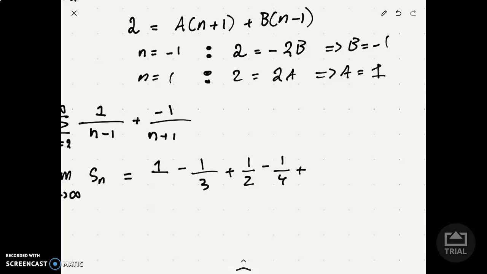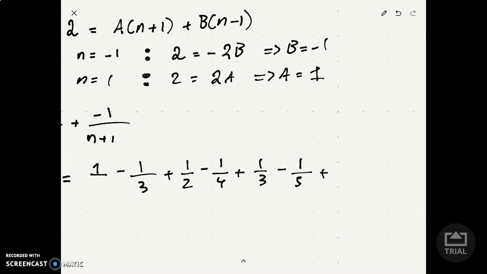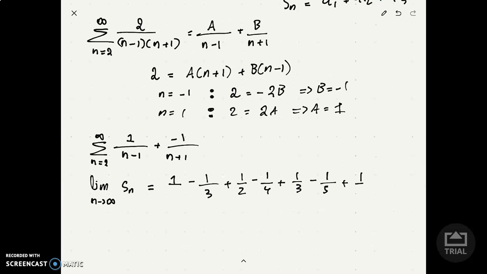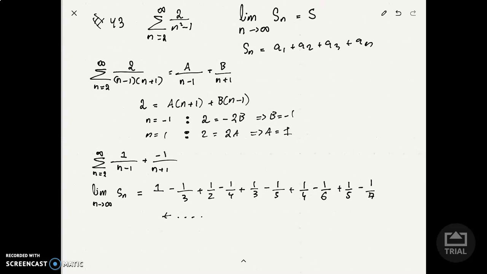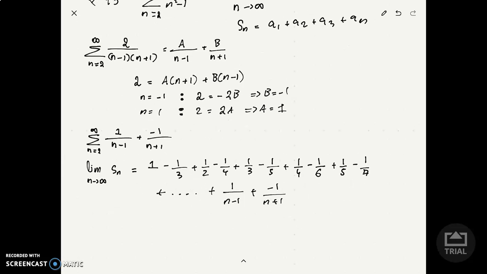Carrying on, now we're plugging in 4, I get 1/3, and then plugging in 4 to the second part, I get negative 1/5. Going on a little bit longer, plugging in 5 now, I get 1/4 minus 1/6. I'll do one more. Plugging in 6, I get 1/5 minus 1/7. Okay, and then we have all the way up until 1 over n minus 1 plus negative 1 over n plus 1. So that's our nth partial sum.